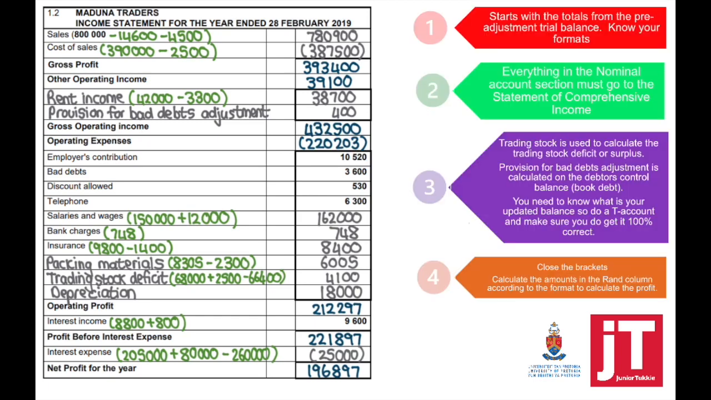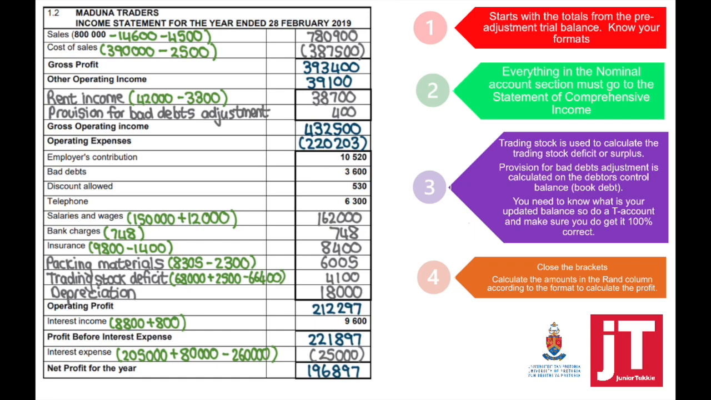Again, make sure when you're completing this question that you follow these steps, and remember, trading stock, even if this is only the income statement, we want to open trading stock because we need the new updated balance to calculate a surplus or deficit. If you were asked to calculate provision for bad debts on the book debt, you need to open your debtors control to make sure that you know what's your new updated balance in the debtors control account.